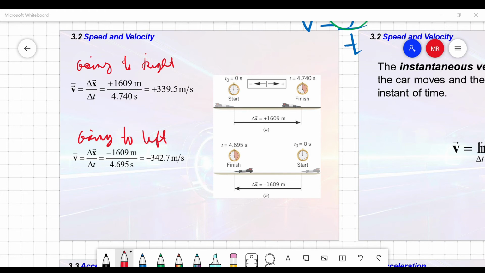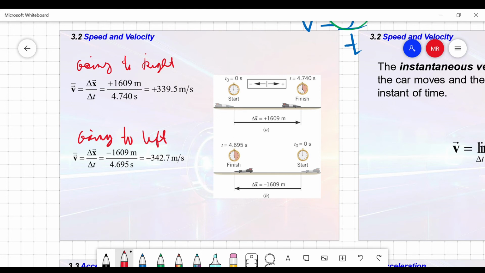Kumbaga, regardless ng direction, may it be going to the right or to the left, kaya nga di na tayo naglagay ng positive or negative kasi average na to nung dalawa. So, yun na yung average nung both run. So, it's 341.1 meters per second. Pero kung tulad sa problem, ang hinahanap, each run, then we need to consider going to the right as positive and going to the left as negative.